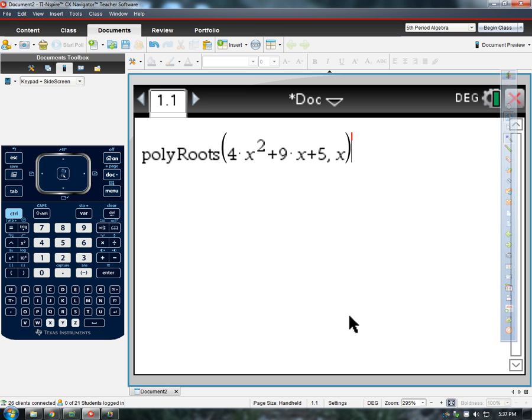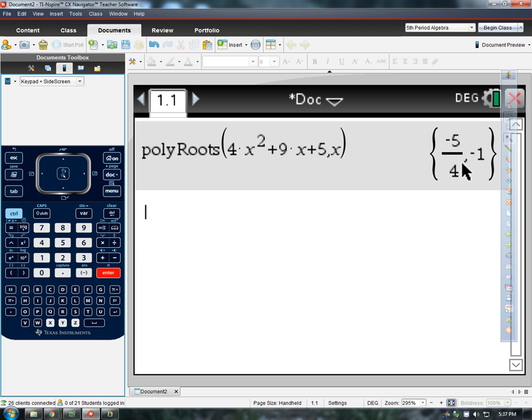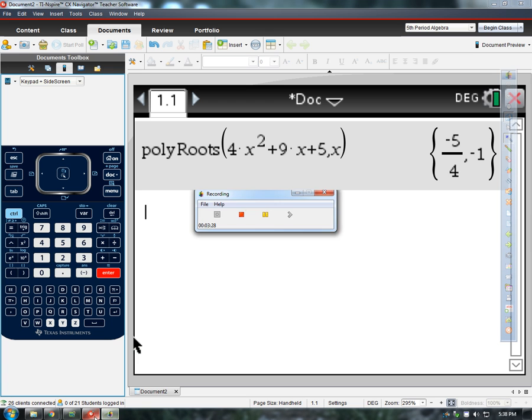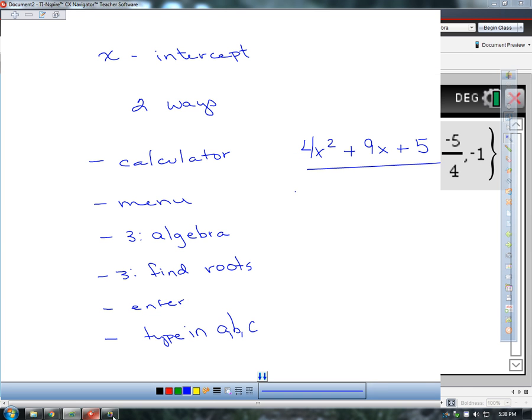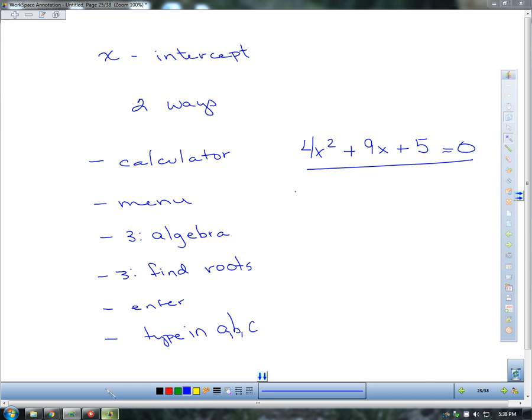And it's going to tell me, okay, I typed in your polynomial for you. Let's find the roots. So I know the solutions to that are negative 5/4 and negative 1. So that's exactly what you did when you used the quadratic formula and all that, but your calculator will do it in one step. Okay? And I'm actually going to do one more with you just so you have another chance to type those in.